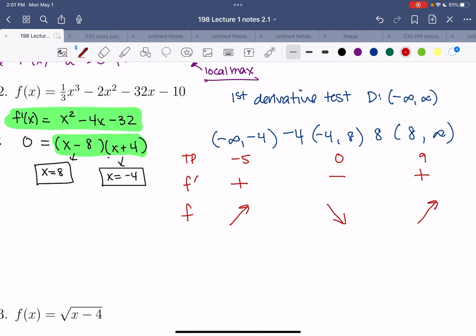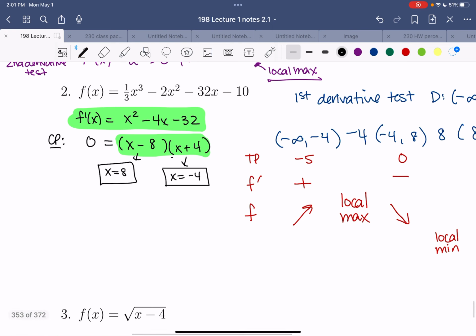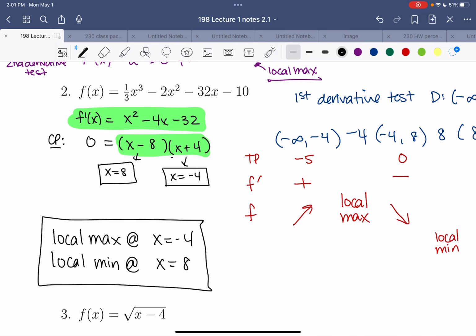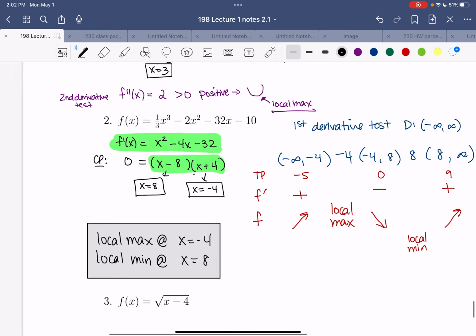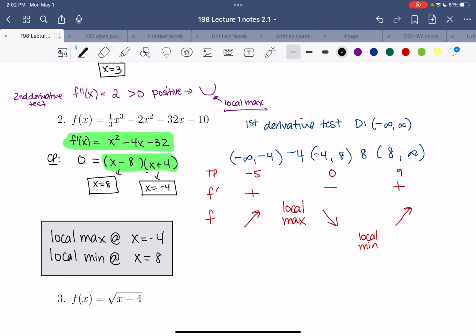And then if I'm going up and then down, the -4 must be a local max at the top of the peak. And if I'm going down and then up, then this one must be a local min down at the bottom. To summarize, I have a local max at x equals -4 and a local min at x equals 8. And that's using the first derivative test. Again, I probably wouldn't with this particular function because the second derivative is easy to calculate, but you absolutely can, and I wanted to show you how to go about that one.